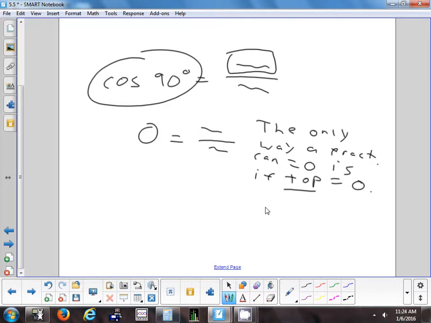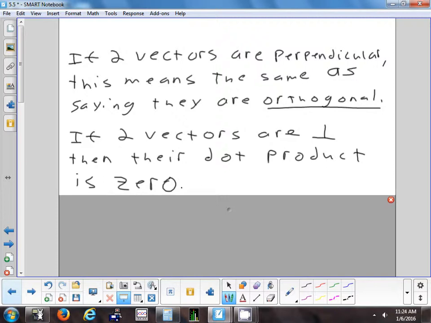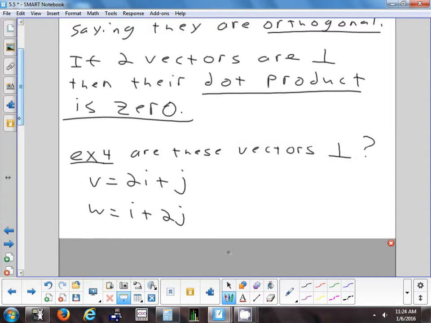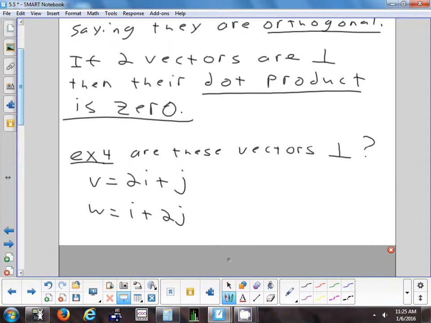So the shortcut to figure out if two vectors are perpendicular, that's the symbol for perpendicular, all you have to do is find the dot product. If the dot product is 0, they're perpendicular. So you don't have to find the lengths. Just find the dot product. This question is asking if these vectors are perpendicular. Just find the dot product.